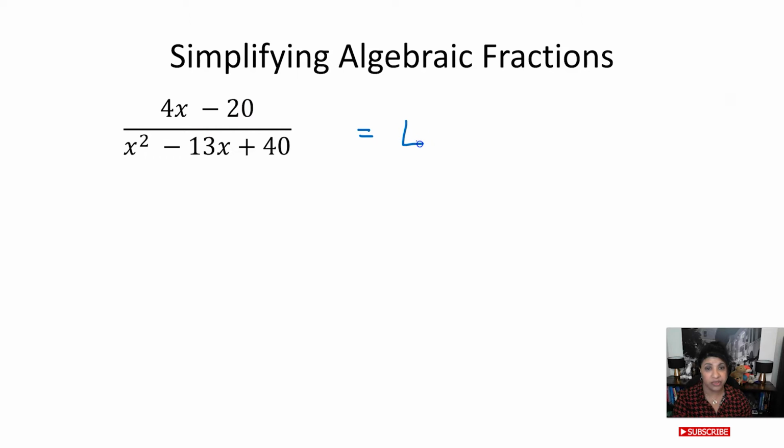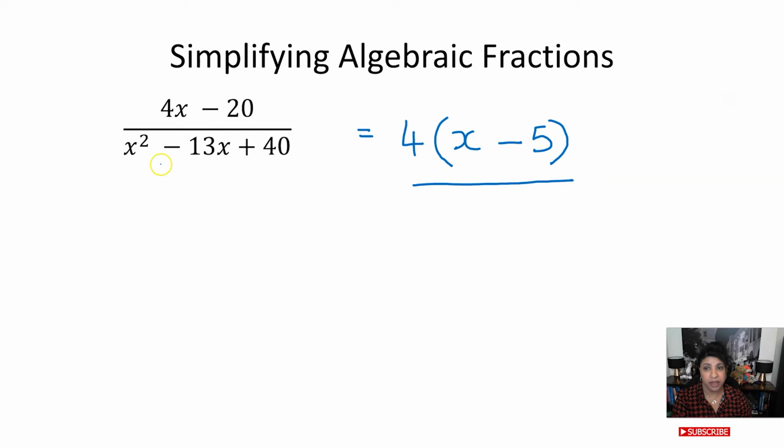So 4 goes outside. Now I have x on this term, but no x here. So x is not common. That is not going outside of my bracket. So now I can open the bracket. I need x to make 4x and I already have 4. That means I need x here, minus, because I have minus here. Now what do I need to multiply 4 with to get 20? Well, I need to multiply 4 with 5 in order to get 20. So that is what is going in my bracket.